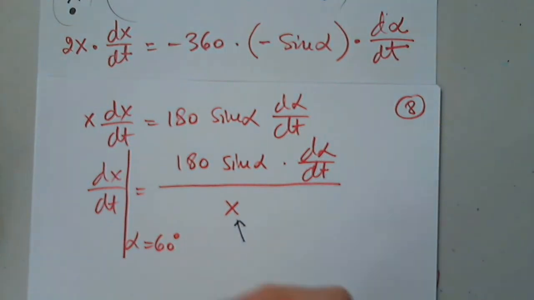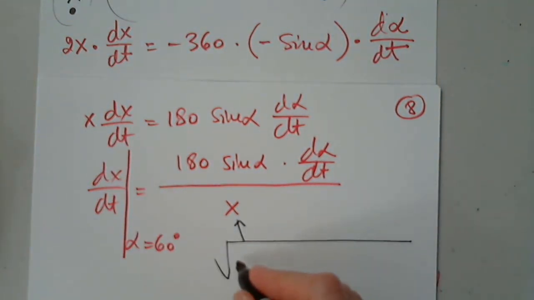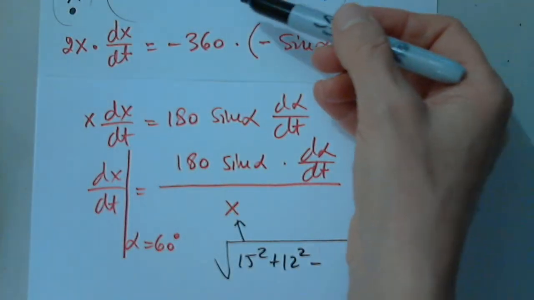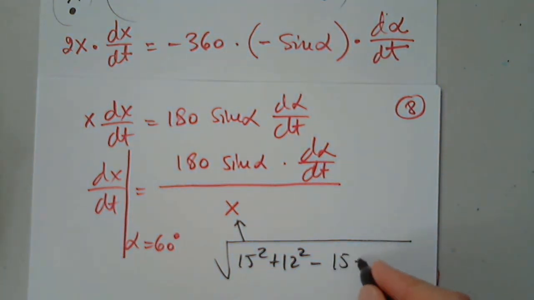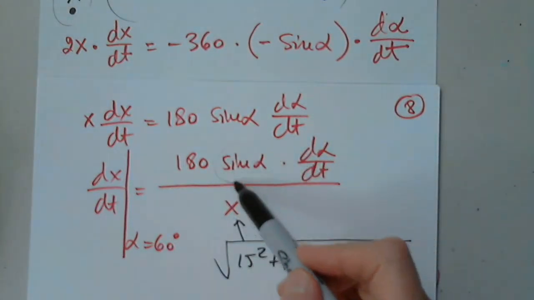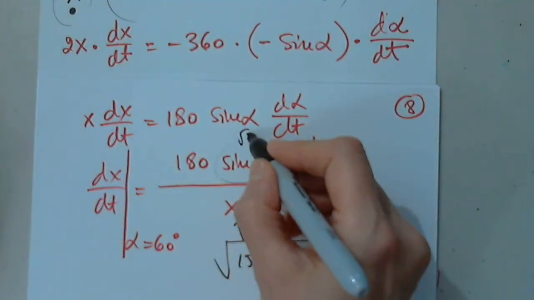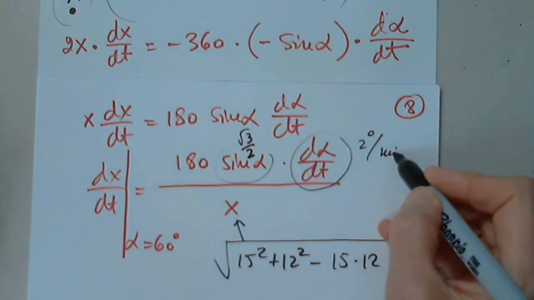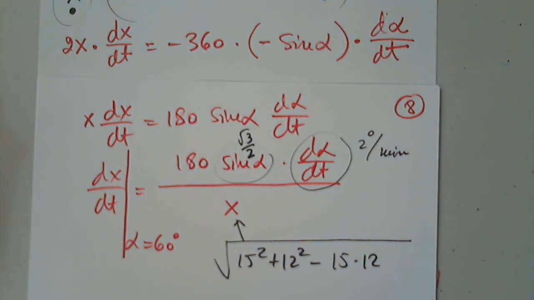For x, I have the square root of 15 squared plus 12 squared minus, so this is cosine 60, which is 1/2 times the 2 go away, so negative 15 times 12. Okay, so 180 is 180. This will be sine of 60 degrees. This will be the square root of 3 over 2. And this is given to us as 2 degrees per minute. Okay, so let's plug everything in the calculator.